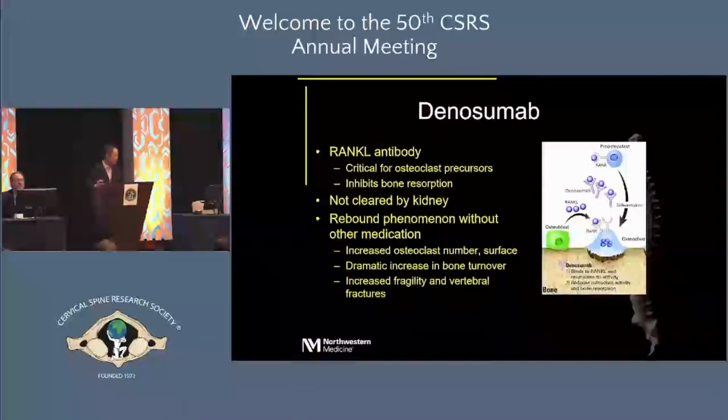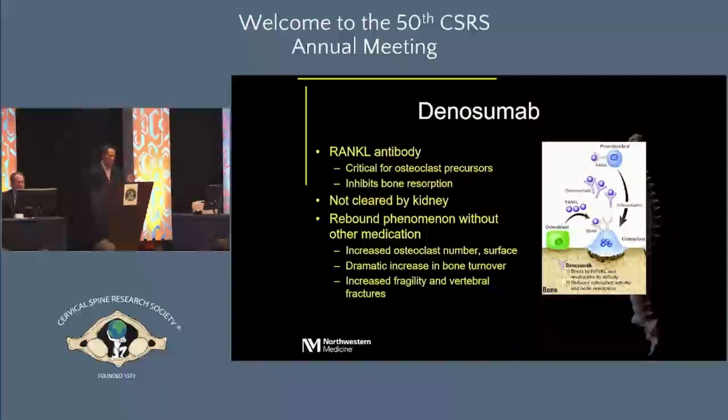Finally, a more recent and popular drug to be used is referred to as denosumab, which is a RANKL antibody, which is critical for osteoclastic precursors and inhibits bone resorption. This is an advantage for some patients who have kidney dysfunction since it's not cleared by the kidney, but it's important for us to know that there is a rebound phenomenon without other medications.